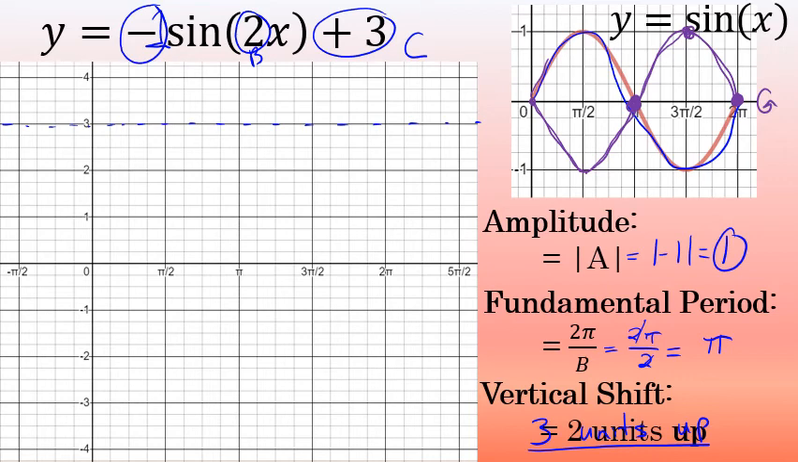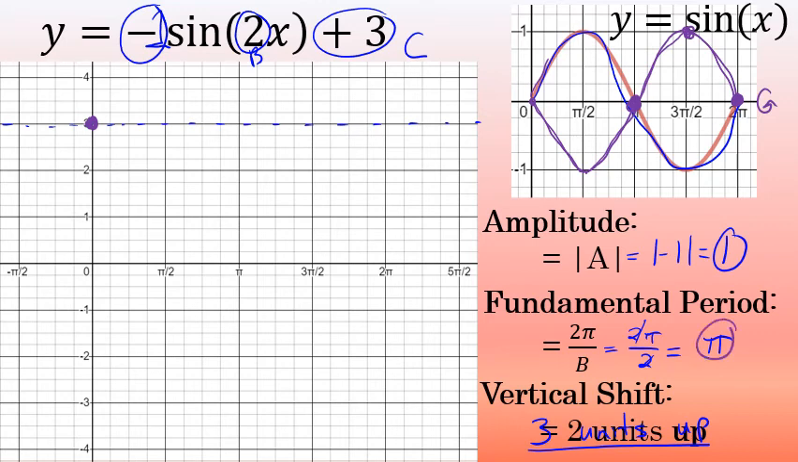In this case, we'll begin right on the dotted line, but instead of rising to the top of the amplitude, I'm immediately going to start drawing this curve going down. And this is, again, because there's a negative in front of the sine.